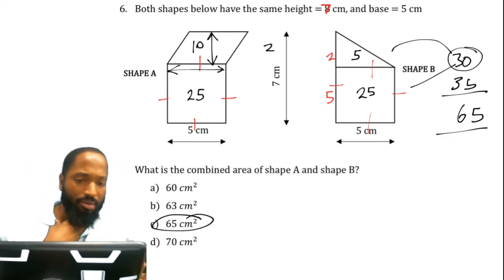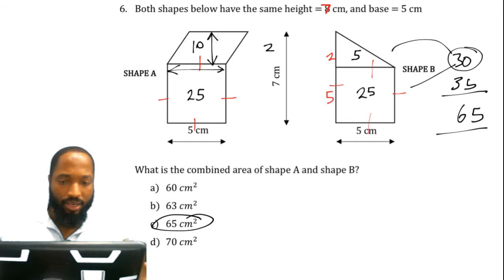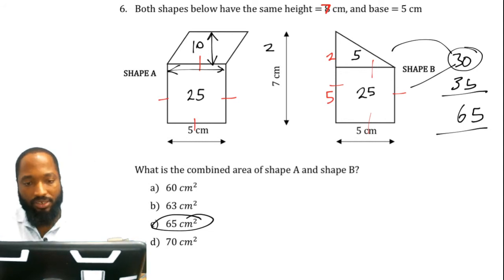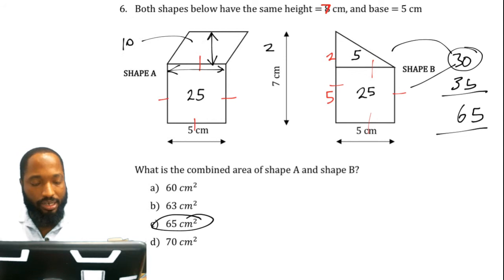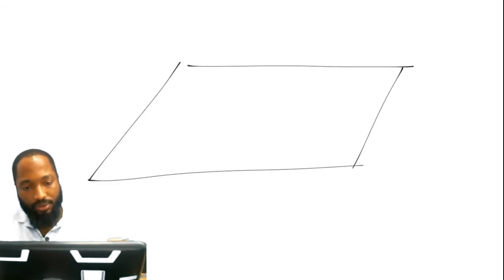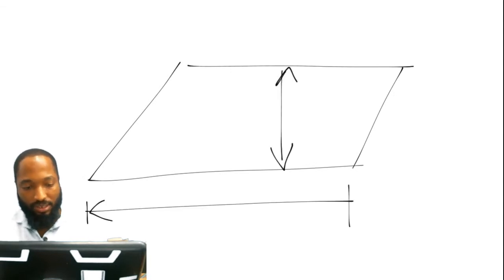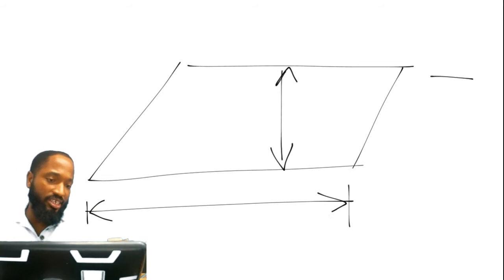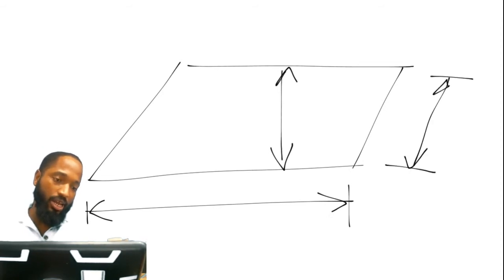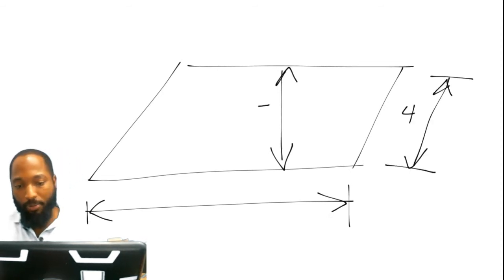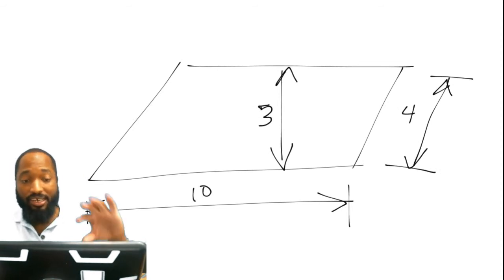Redo the parallelogram. Area of the parallelogram. That's the whole area. It's 10, right? The area of a parallelogram is the base times the perpendicular height. It's like a rectangle, but slanted. So this side might be 4, but the perpendicular height might be, let's say, 3. And this base is 10.